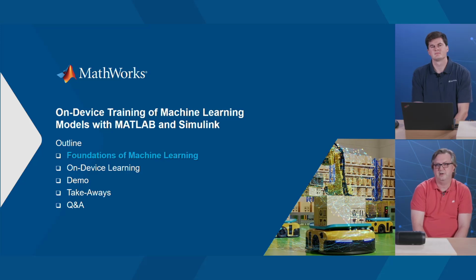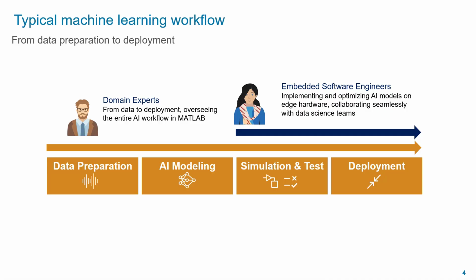So this is part of machine learning, and what I'd like to do first is review the basics of machine learning in MATLAB. This is the typical machine learning workflow that you would use in MATLAB. It has these basic 4 steps. The first step is usually data preparation. In this case, data is coming in from a microphone, and we'd like to use that data for something, but you can't use it as raw data. You need to do some processing to prepare it for AI modeling.